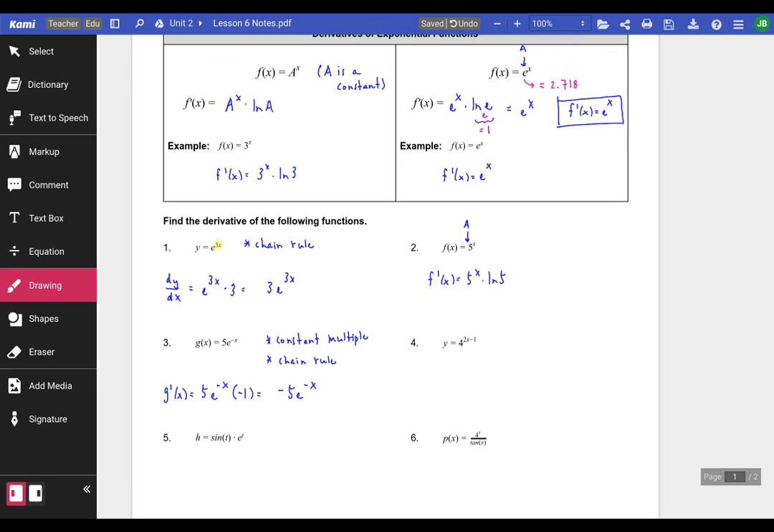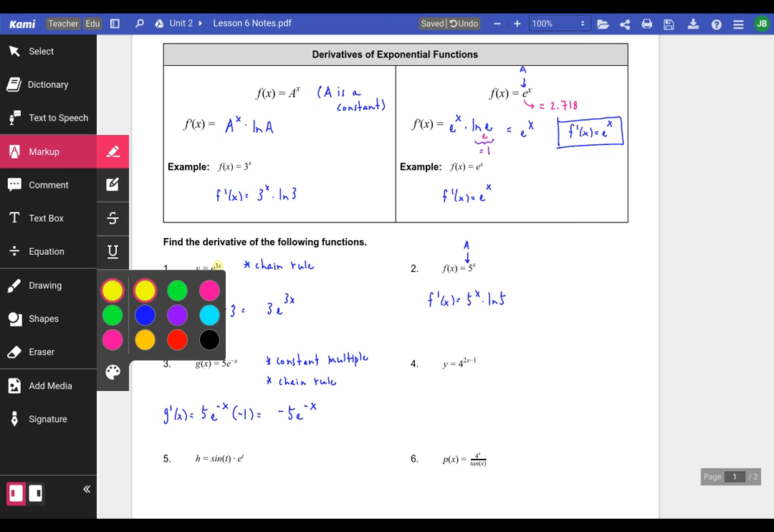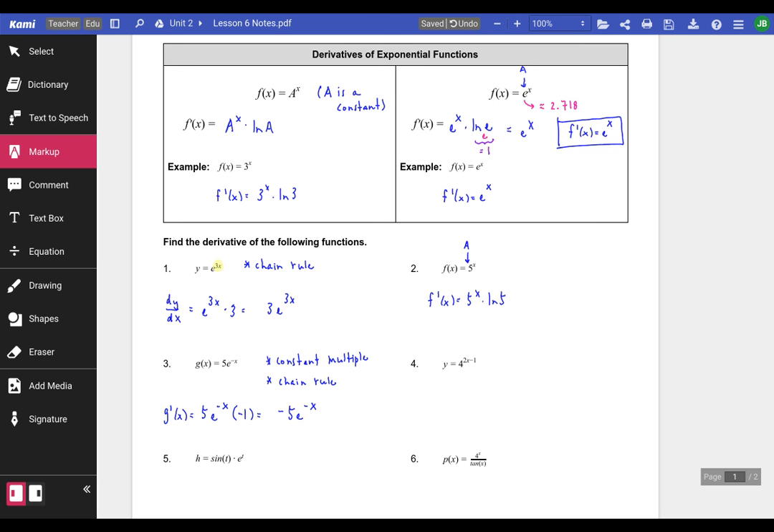All right, and number 4. So now we're using our derivative for exponentials, but you can see here, again, because this exponent is not just x, it's a function of x, this is going to require us to use the chain rule.